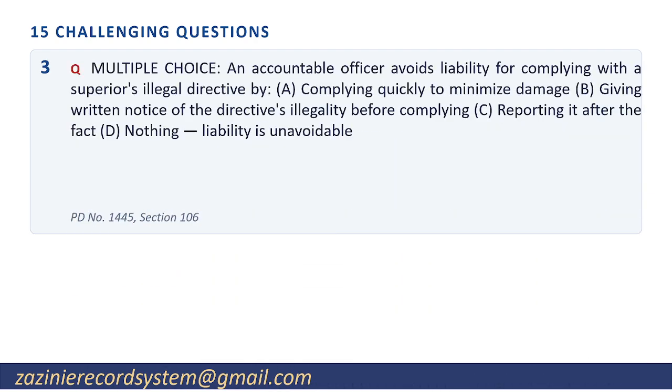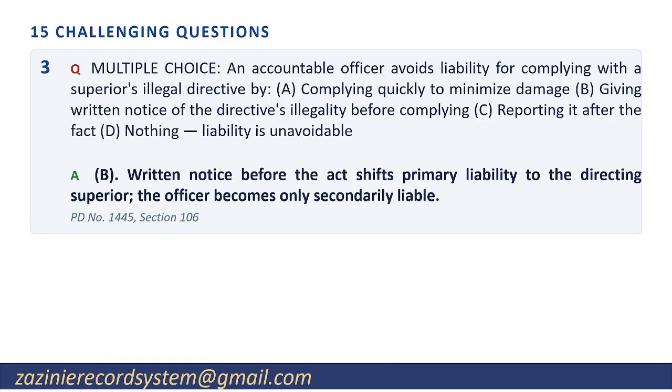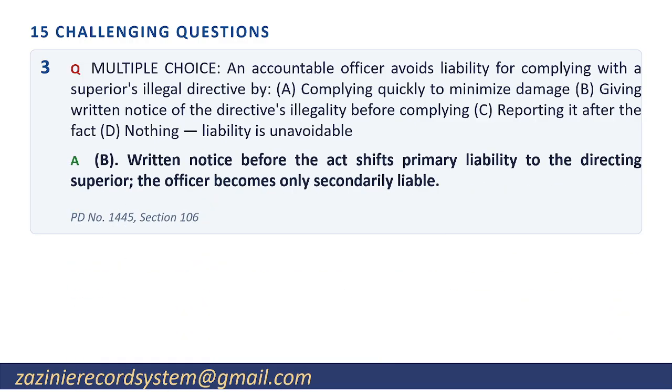15 challenging questions. Number 3. Q. Multiple choice. An accountable officer avoids liability for complying with a superior's illegal directive by: A. Complying quickly to minimize damage. B. Giving written notice of the directive's illegality before complying. C. Reporting it after the fact. D. Nothing. Liability is unavoidable. B. Written notice before the act shifts primary liability to the directing superior. The officer becomes only secondarily liable. Next slide.